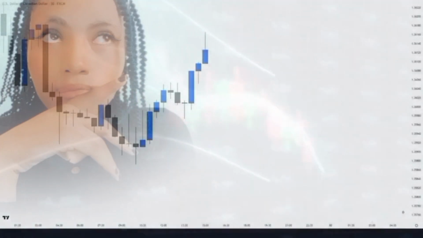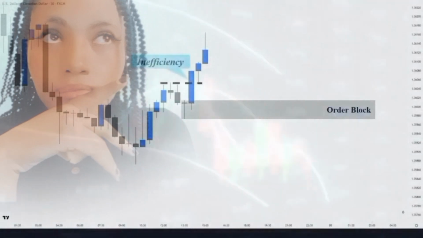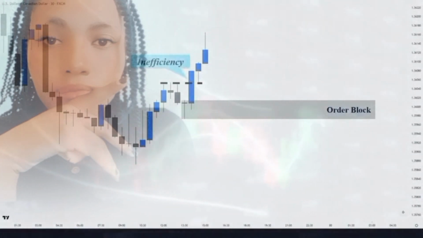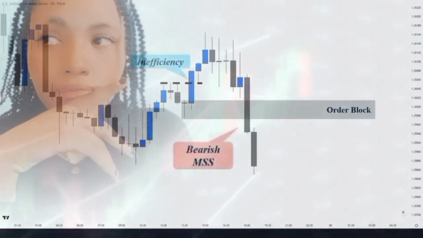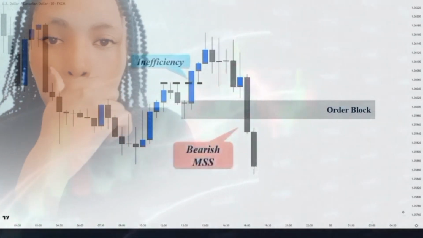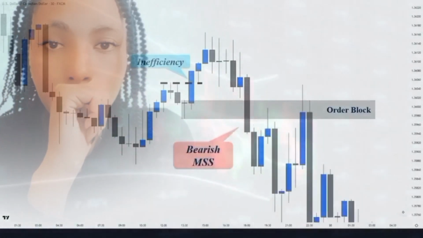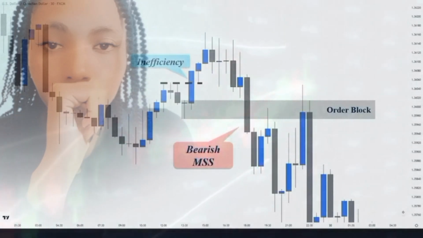Here on the USD Canadian dollar 30 minutes time frame, we have identified an order block creating inefficiency and a break of structure. However, the market breaks this demand area showing a bearish market structure shift. As a result, the demand turns into supply, and if the market taps into this area, it will provide us with a potential short opportunity.